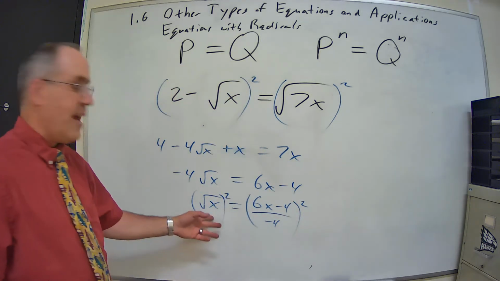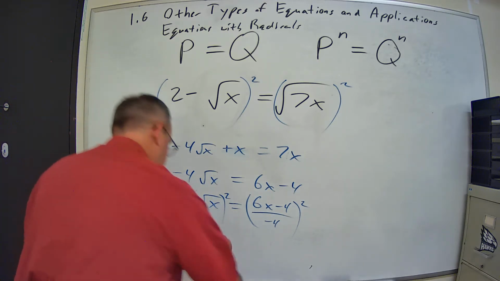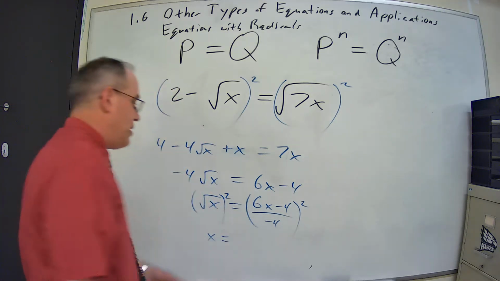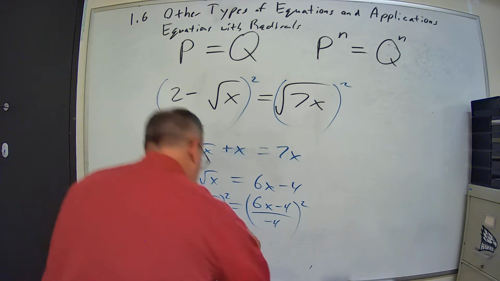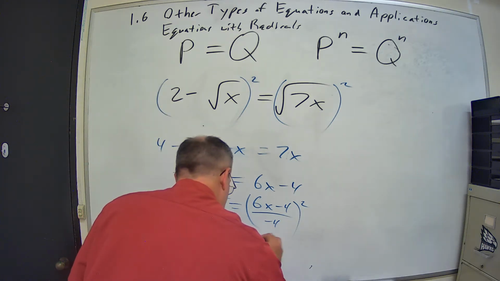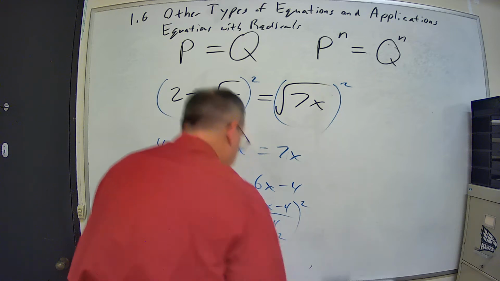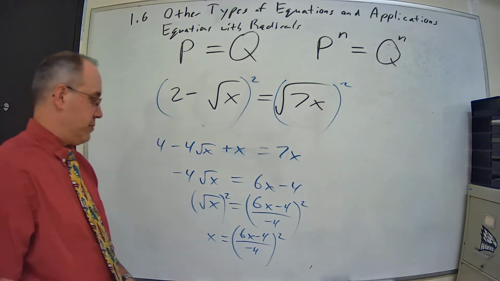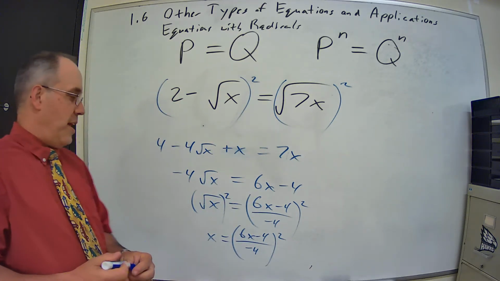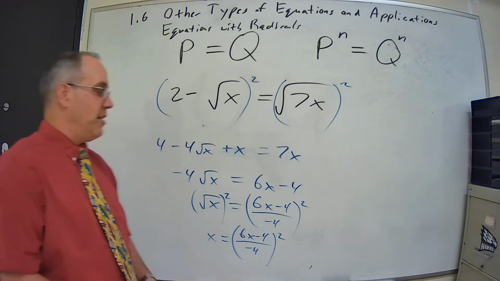We square both sides, that gets rid of the radical. We now have x is equal to 6x minus 4 over negative 4, squared. Okay, now that we have that, we have to continue.